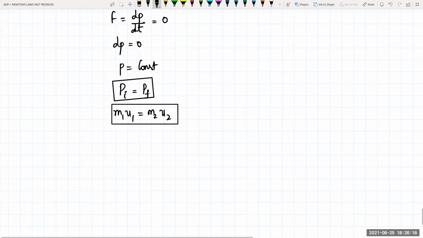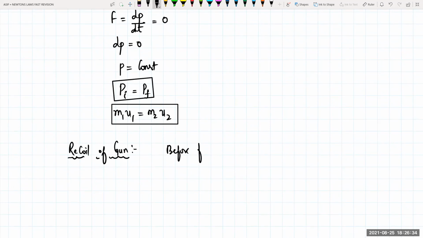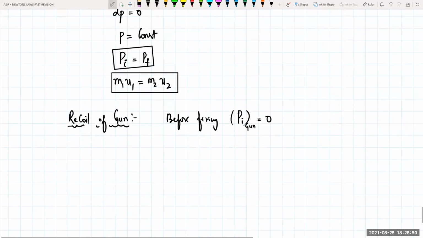The best example for this is recoil of a gun, in which there is no external force. Because of the internal system only, the body is moving. Before firing, the initial momentum of the gun will be equal to how much, beta? 0. Then after firing, what is happening? The bullet is moving in the front direction, but there is recoil.